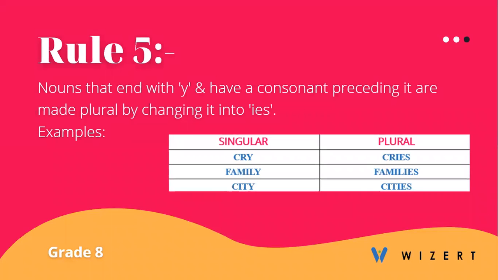Rule 5. Nouns that end with y and have a consonant preceding it are made plural by changing it into ies. So we have some words that end with a y, and just before that, if there is a consonant, in order to change such a word into plural form, we convert the y to ies. So cry becomes cries, family becomes families, and city becomes cities.